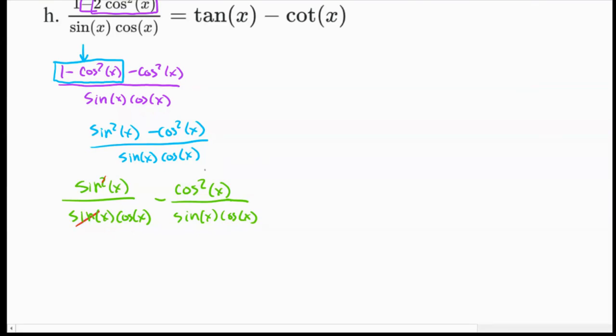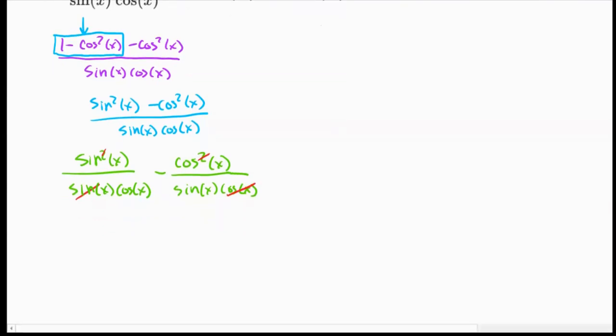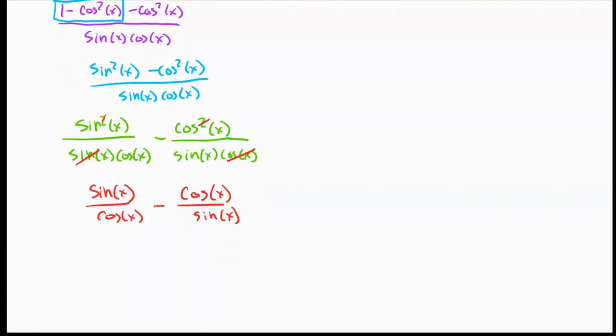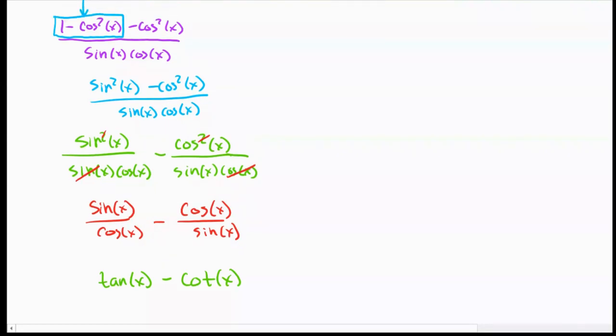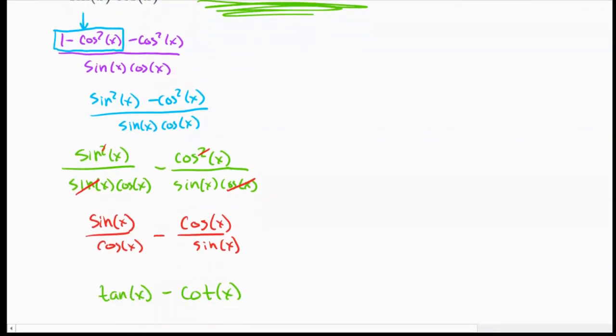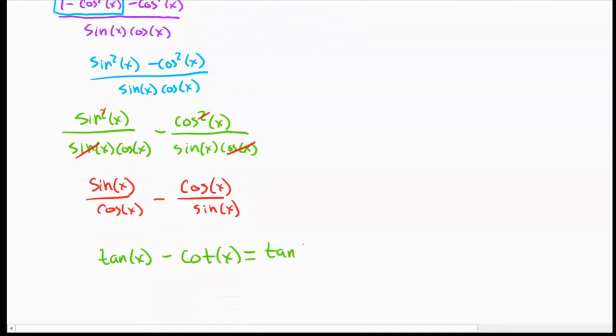I have 2 sines on the top here. I can cancel that. I have 2 cosines on the top for this one. I can cancel that. And what I'm left with is a single sine over cosine minus a single cosine over sine, which I know are the reciprocal trig functions. Sine over cosine is tangent. Cosine over sine is cotangent. And that is originally what we wanted it to equal. So we are finished proving this trig identity.